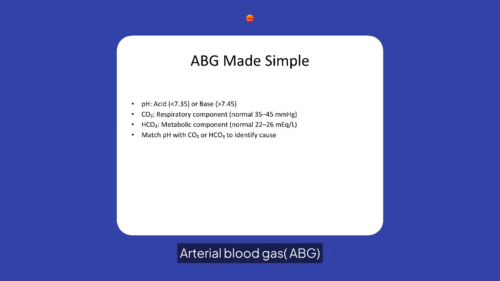Arterial blood gas (ABG) analysis simplifies understanding acid-base status. A pH below 7.35 indicates acidity, while above 7.45 suggests alkalinity. CO2 reflects respiratory status, and HCO3 indicates metabolic status. Matching pH with CO2 or HCO3 helps identify the underlying cause.